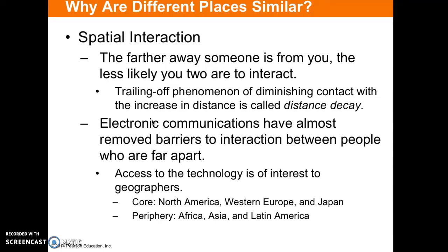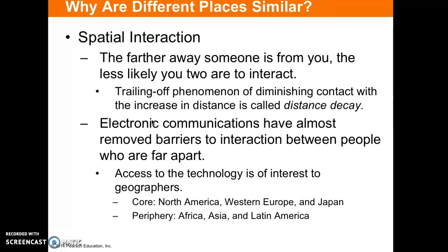When you had to get on a giant boat and it would take a month to cross the Atlantic Ocean, things didn't travel that fast. Now you could send something if you needed to within a day from Europe. So we've reduced our distance decay. The more electronic communications that we have, the less distance decay that we have. So it's removing those barriers.